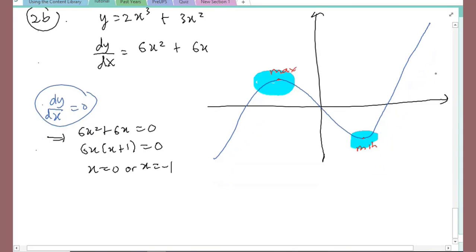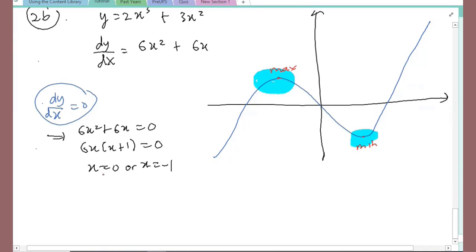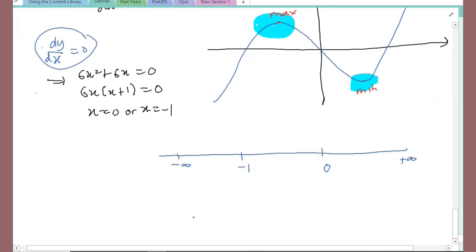Okay, so from the two critical values, we need to define which one is maximum or minimum, because point of inflection is not in the syllabus. And from here we construct a number line and table, an easy number line table. This one is negative 1, 0, with infinity positive and infinity negative. So you can test this one by one, do the separate table, no need to waste time.